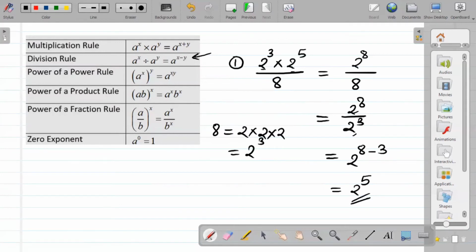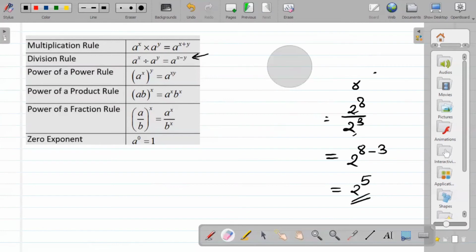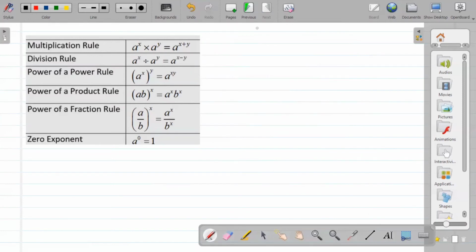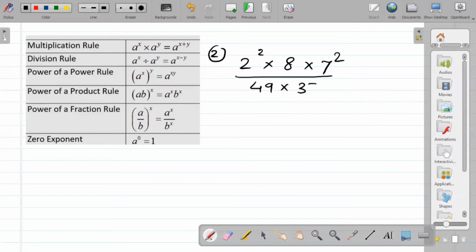Now let's have one more question, the last question with us. The second one is 2 raised to 2 multiplied by 8 multiplied by 7 raised to 2, divided by 49 multiplied by 35. Now let's solve it. 2 raised to 2 will be as it is. Just now we have seen 8 also can be written in powers of 2, that is 2 to the power 3. Multiplied by 7 square, which will be as it is, divided by.